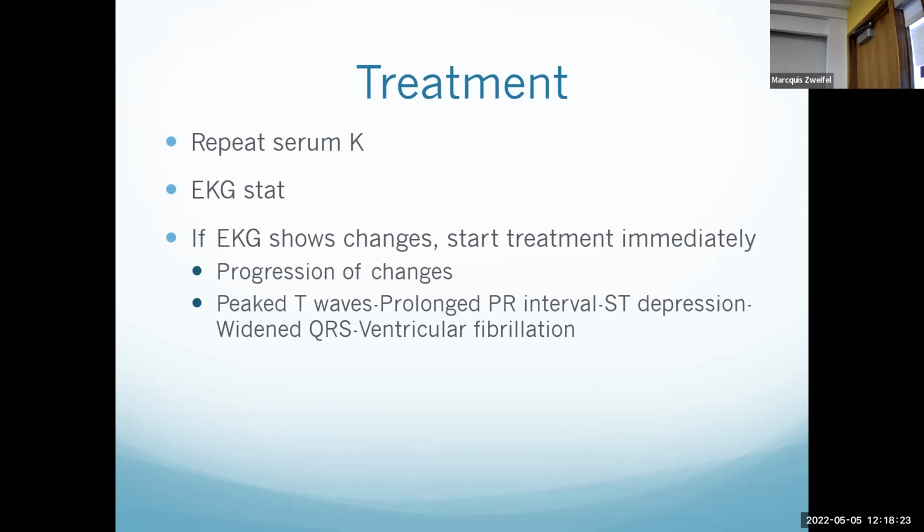Okay. Do your EKG stat, and if the EKG shows any changes, again, start treatment immediately. The progression of change is sometimes they just flip from peaked T waves to all the way, and sometimes you can see that nice progression, and it's really high, and there's no way to predict it. Okay.